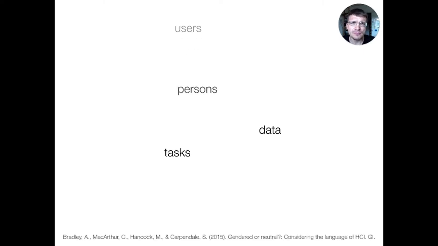These terms are being decentered to give way to more nuanced notions of the who, what, and how of our field. We know by now that seemingly gender-neutral terms, such as users, are actually not understood as such. Instead, they are largely read and imagined as male by both women and men. So we need to find a language that actually strives for inclusion. For example, the study by Adam Bradley and colleagues indicated that persons, for example, and participants were less often implicitly understood as male.